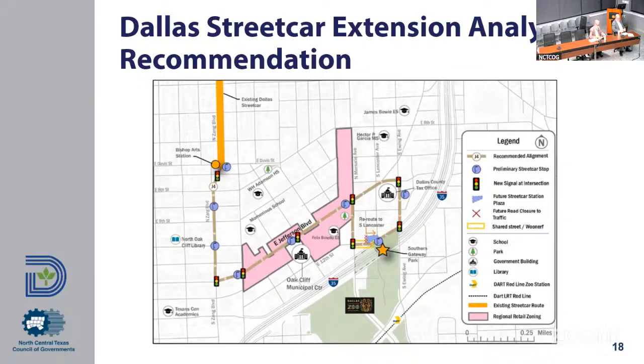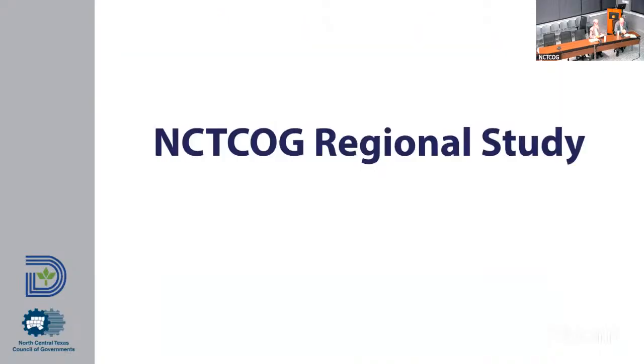Key elements of the recommended Jefferson Boulevard alignment displayed on the map include access to the East Jefferson Boulevard Commercial District, the schools, and jobs. Minor right-of-way impacts were needed, and cost effectiveness. With that, that concludes the City of Dallas presentation, and I will turn it back over to Michael to talk on the COG regional study.